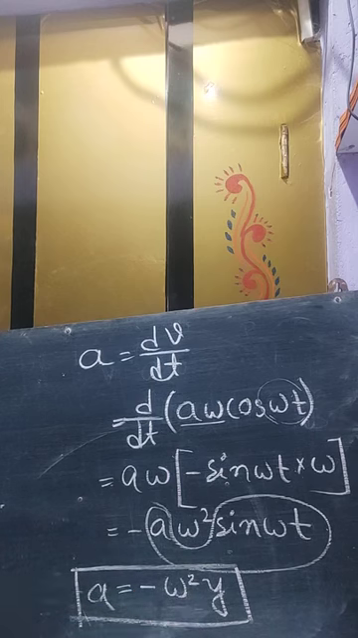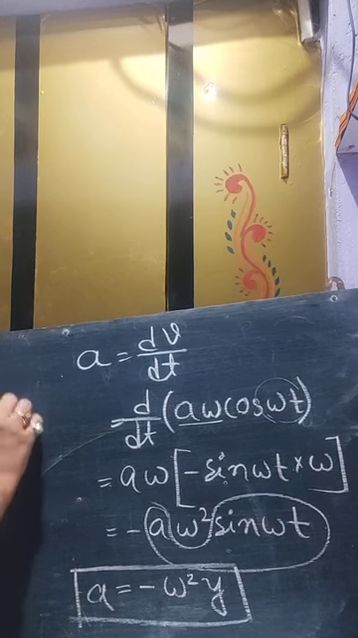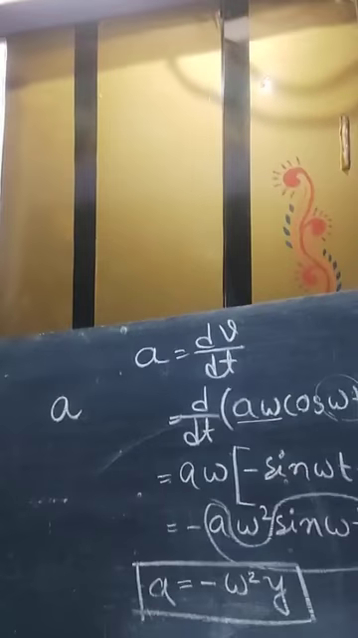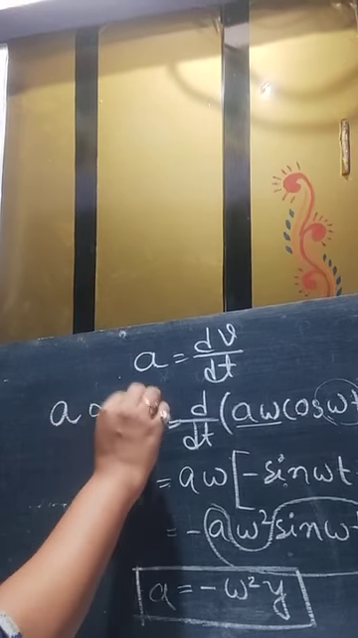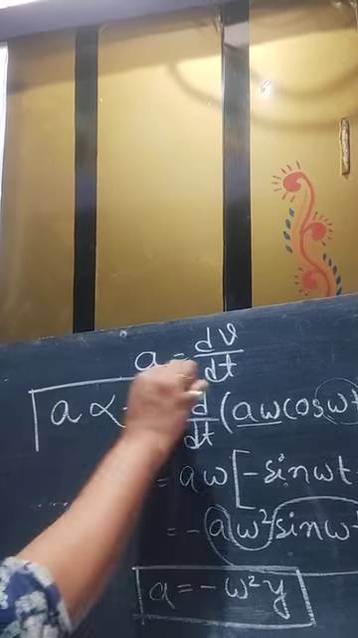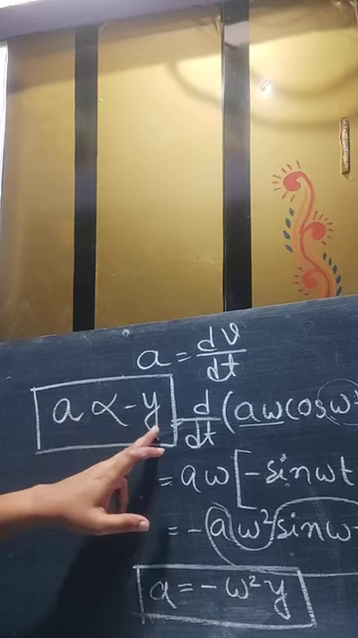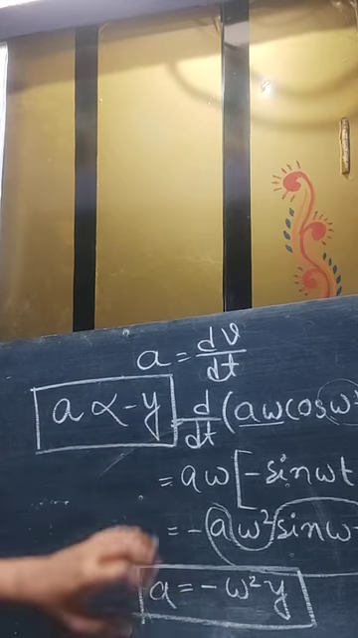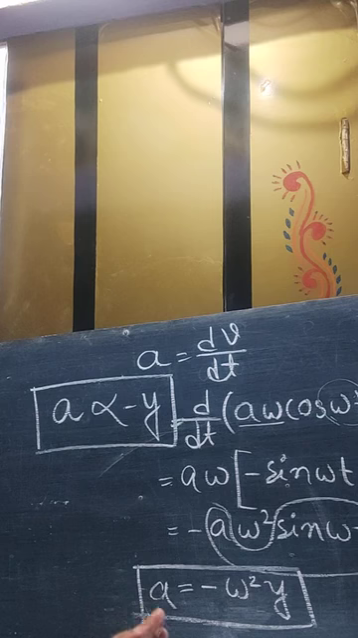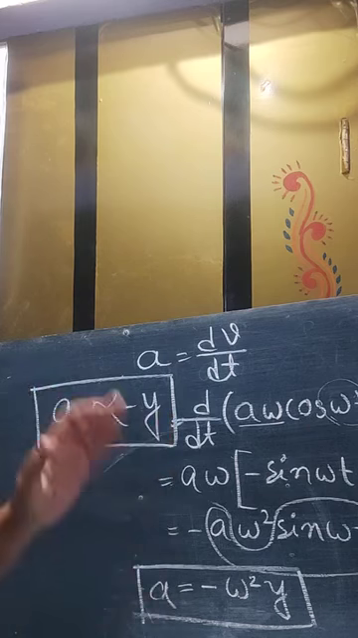If omega square is constant, we can say that the acceleration of the SHM is directly proportional to minus y. From here we are getting the minus, that's why the acceleration of N, the projection of the SHM, is proportional to the displacement y and its direction is opposite to the direction of the displacement. Okay, hopefully it is clear to all.